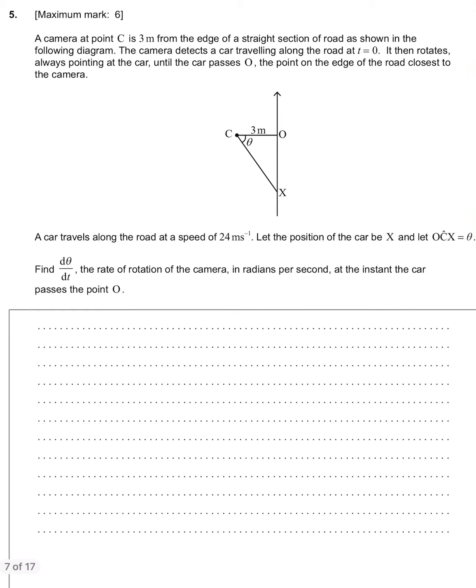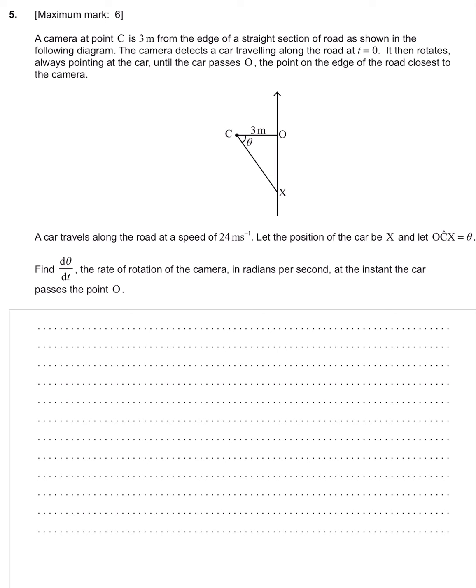This is May 19, paper 1, question 5. A camera at point C is 3 meters from the edge of a straight line, okay? The camera detects the car traveling along the road, so going this way, at t equals 0.